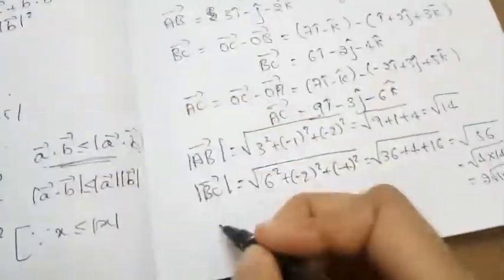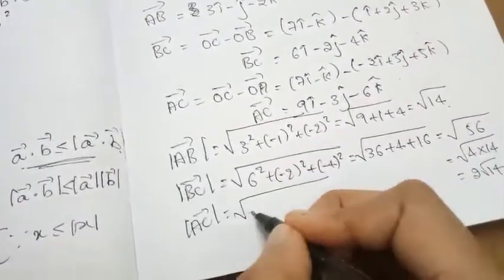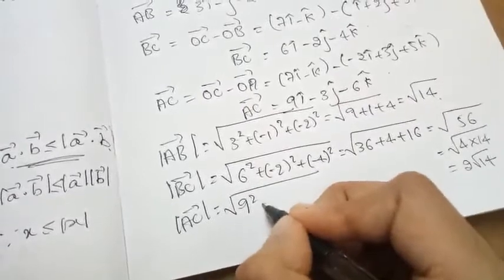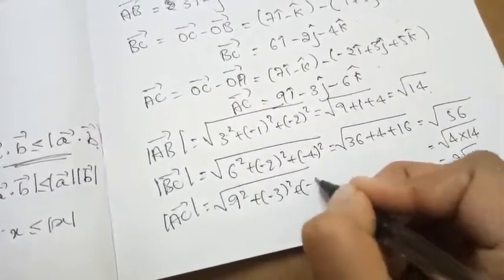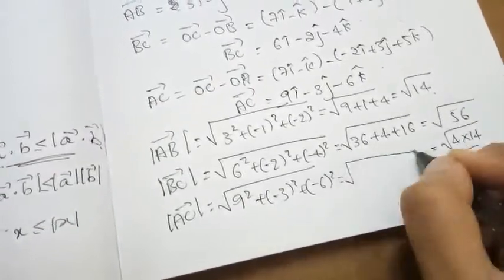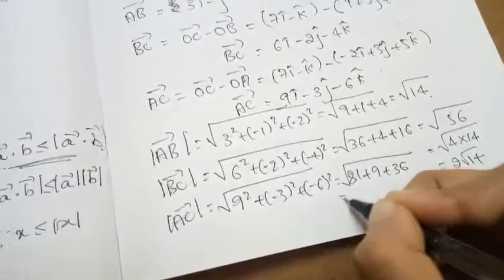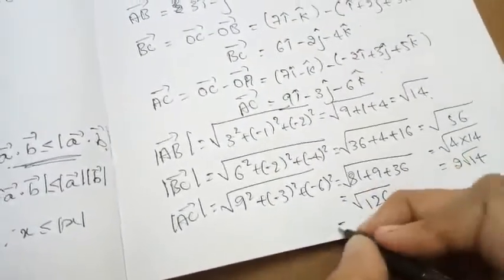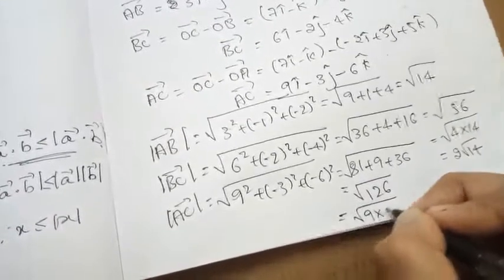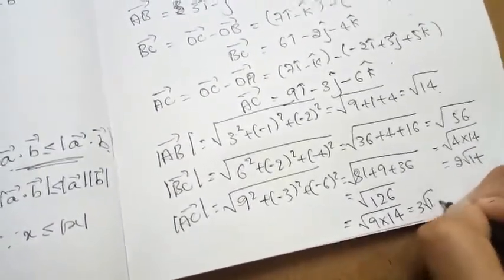So similarly, what about our vector AC? It is nothing but square root of 9 square plus (minus 3) square plus (minus 6) square. It is nothing but 81 plus 9 plus 36, which is equal to root 126. I can write this one as 9 into 14, which is nothing but 3 root 14.